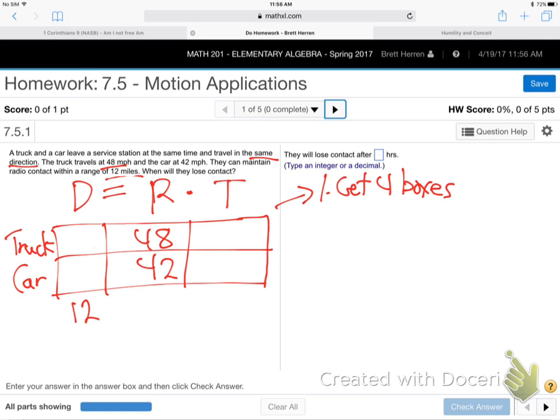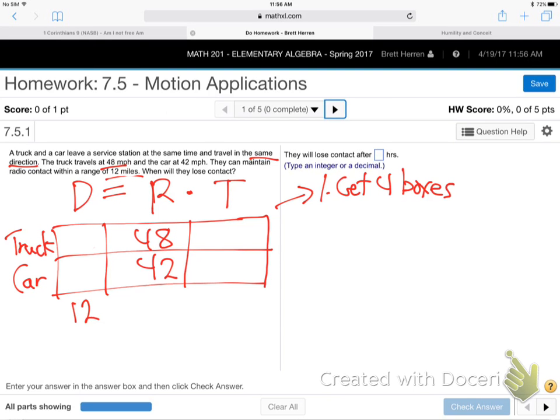Does everybody see why? Again, it's not how far the truck went. They're not saying the truck went 12 miles. No, that's not what they're saying. They're not saying the car went 12 miles. If they did, I could put it in those boxes. But that's not what they're saying. 12 miles is the gap between them, right? It's not how far either vehicle went.